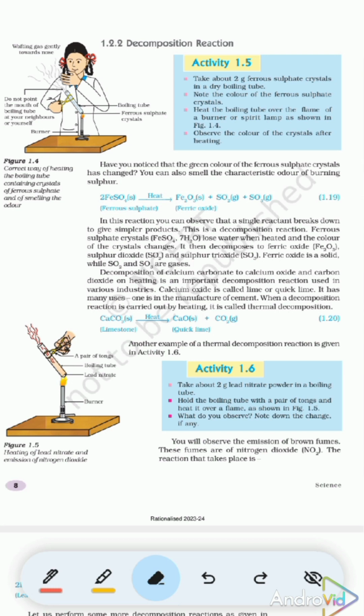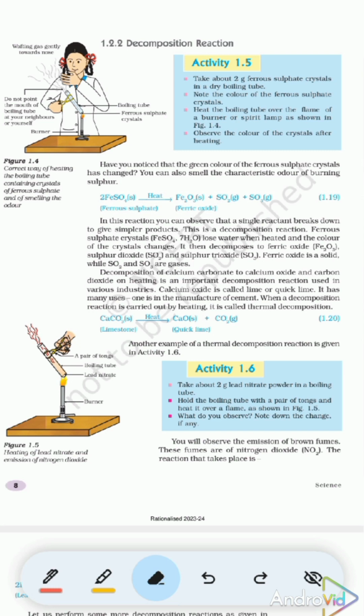Heat the boiling tube over the flame of a burner or spirit lamp as shown in figure 1.4. Here a student is wearing a lab coat and is in a lab. She is holding the dry boiling tube with ferrous sulfate crystals in it, and she is heating using a spirit lamp.